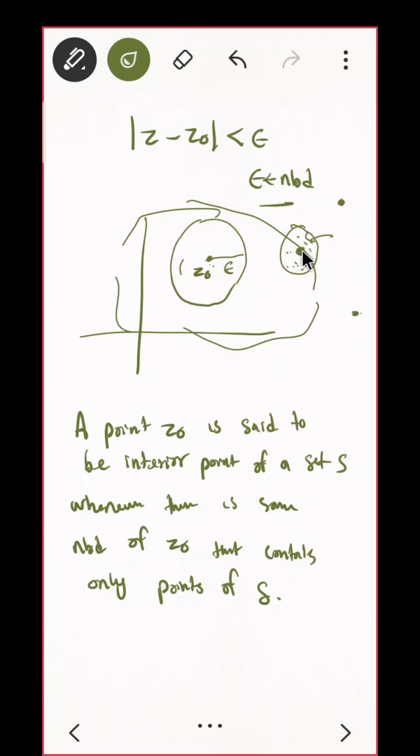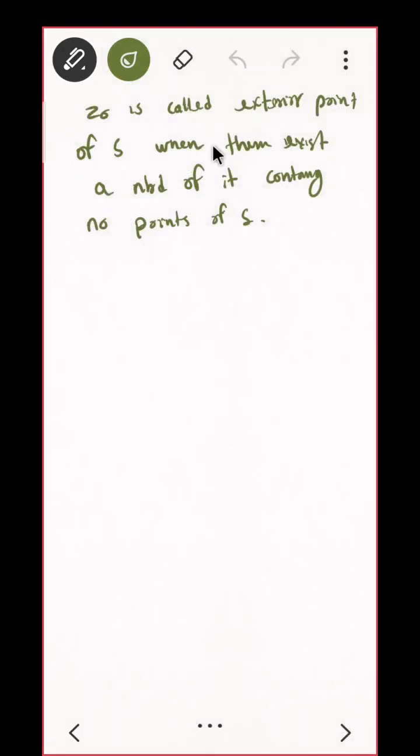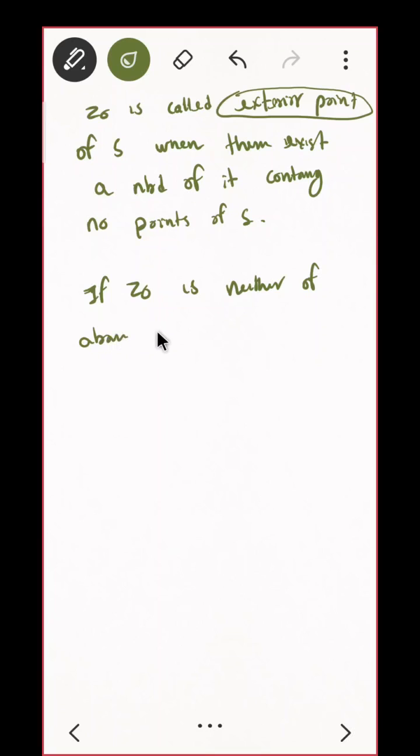And what about this point? What is this called? Any idea what this is called? Come on, speak. Interior point is done, exterior is done, so what is left then? Boundary point. If Z0 is neither of the above two, then it is called boundary.